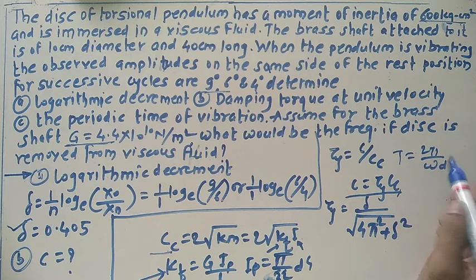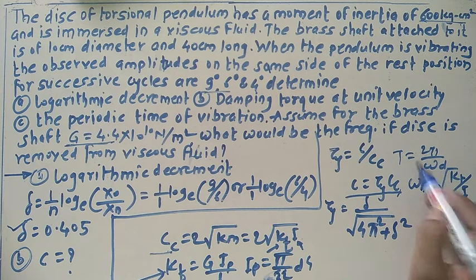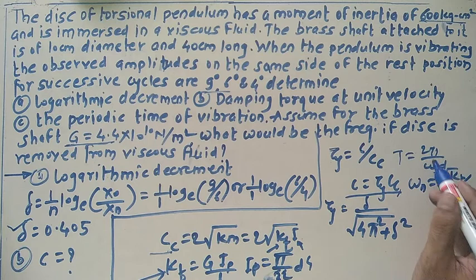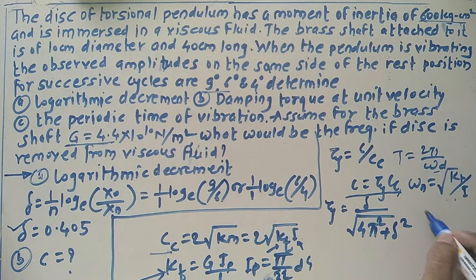So what about the value for omega n? Square root of KT by I. In this way you just write the relation here. From this relation get the value for omega n. Further get the value for the time period. Then the reciprocal of this time period, ultimately, gives you the value for frequency.